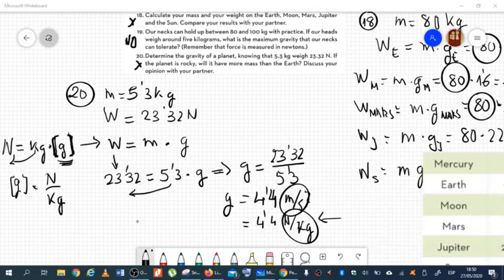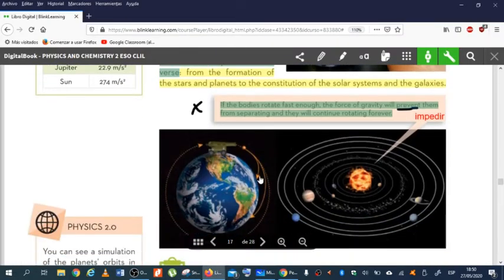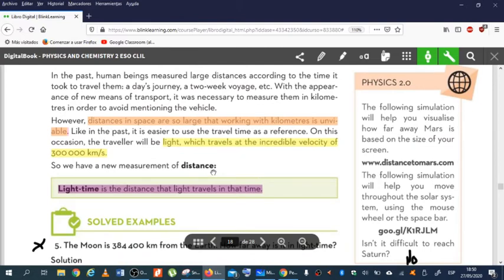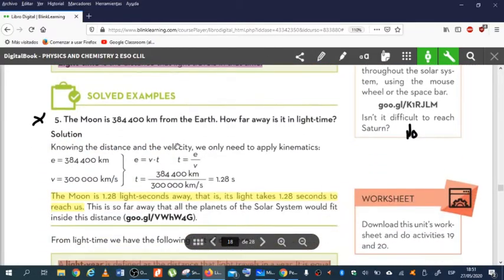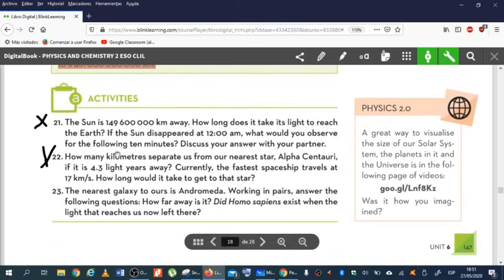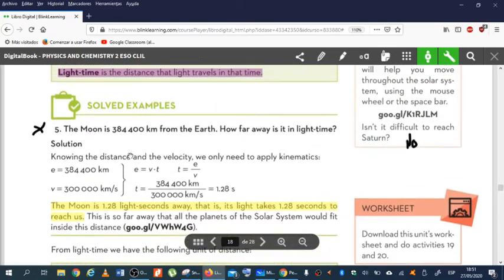Now I will explain the last part of the unit. Okay, and I will do these two exercises.